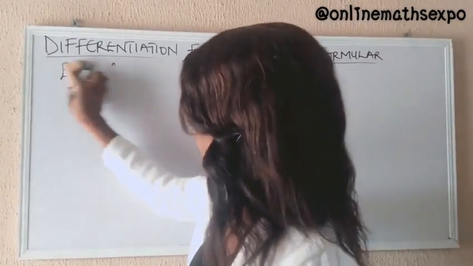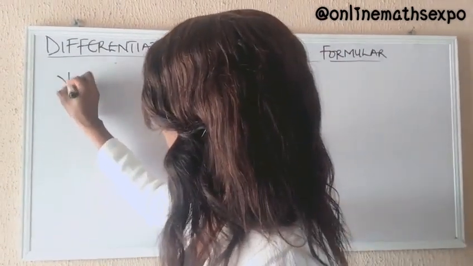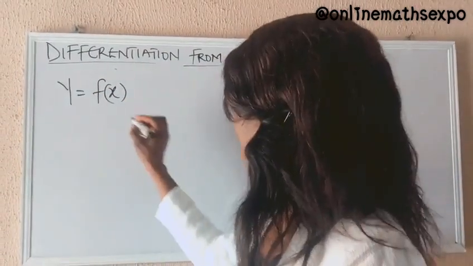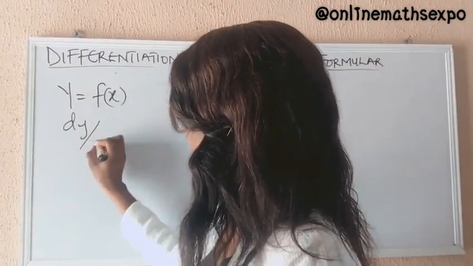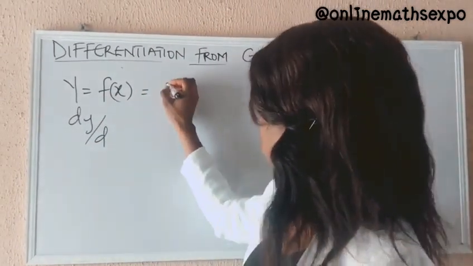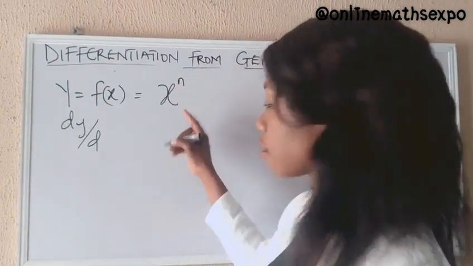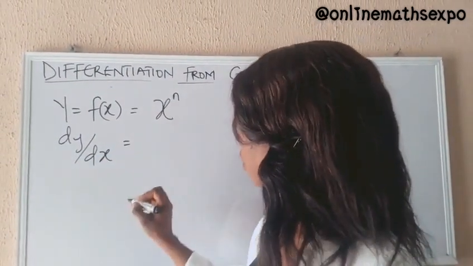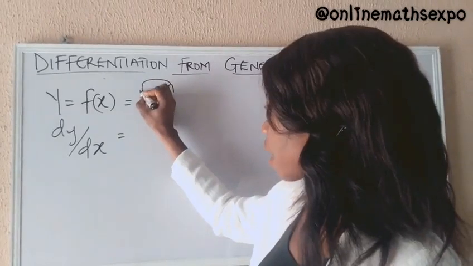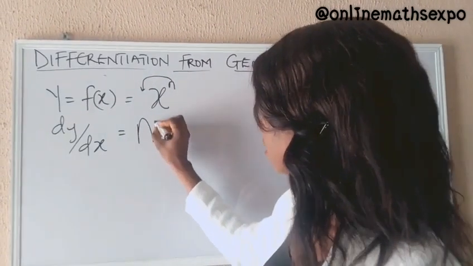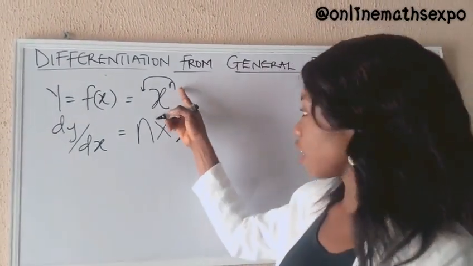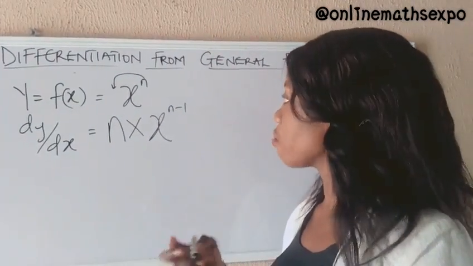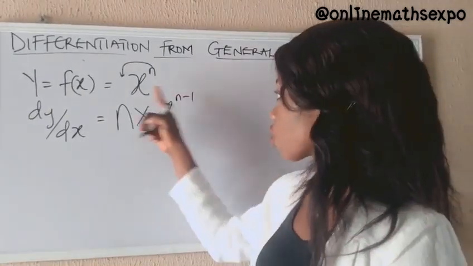Now for the general formula, if y is given as a function of x, I hope you are there, then dy dx, let's take it that this is the same as x raised to power n from the general formula. Then dy dx will give us, you use the power to multiply, and in that case you have n times x, then you subtract 1 from the power, you have n minus 1. So each time you are using general formula, this is what you do.